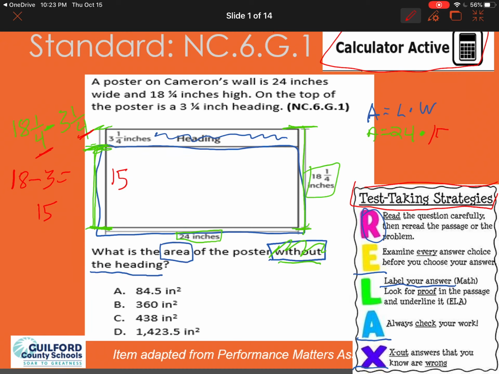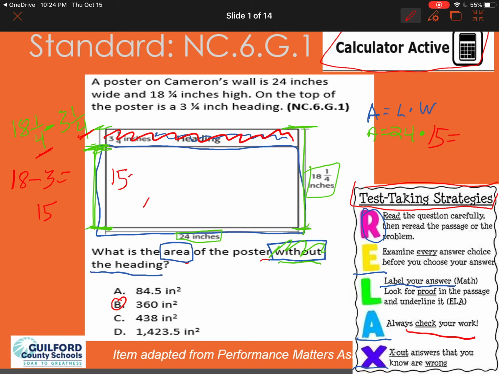So we're going to do 24 times 15. Go ahead and hit pause and multiply that out for me. So once you've multiplied that out, you should get 360. So we always want to check our work. We want to read our question again. What is the area of the poster without the heading? So we make sure we took off that heading.